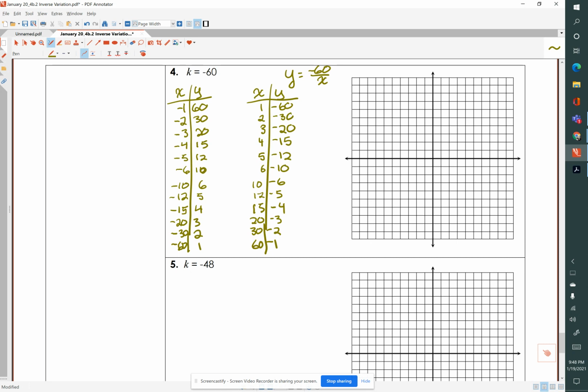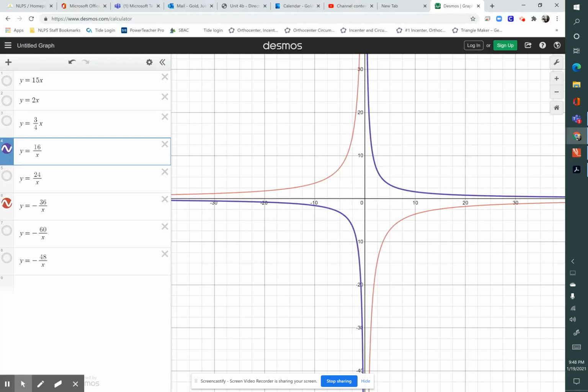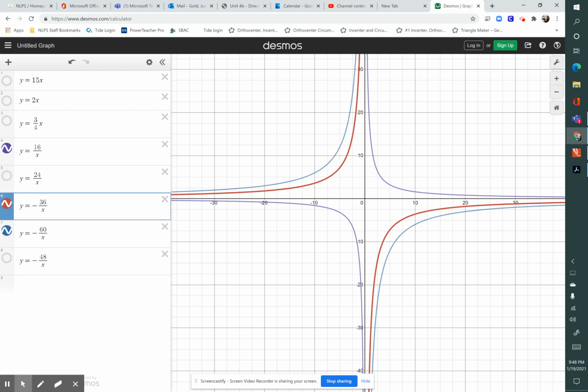So let's make some predictions about that graph. It seems to me that the graphs that are negative will occupy the upper left and lower right quadrants. Now that is not an exact representation. That's why we have Desmos. And let's turn on the graph of y equals negative 60x. It's the blue one. And indeed, if you predicted that as well, there's your answer.